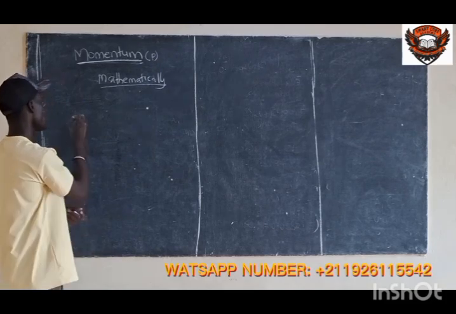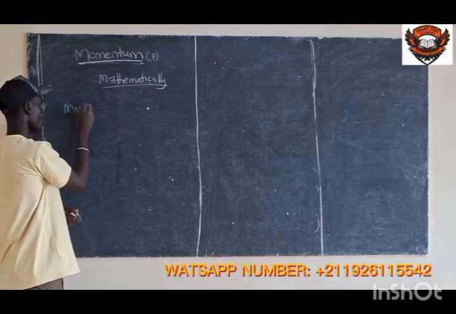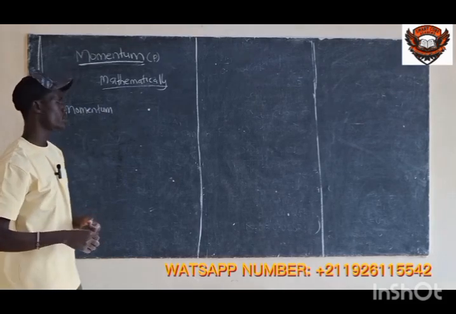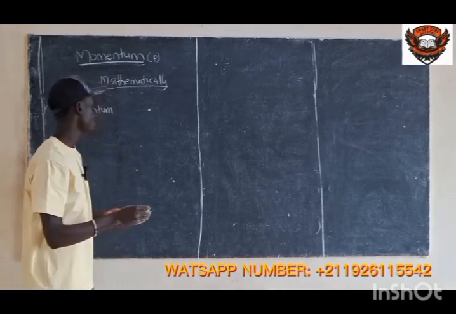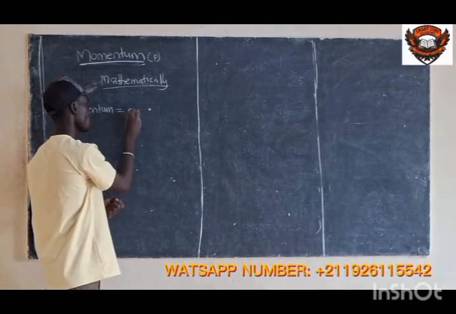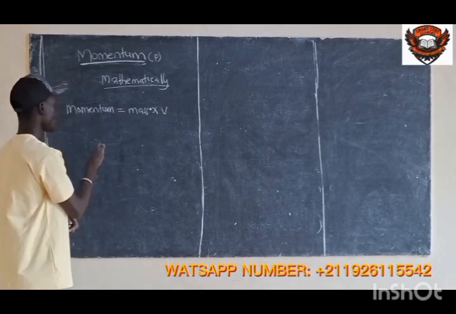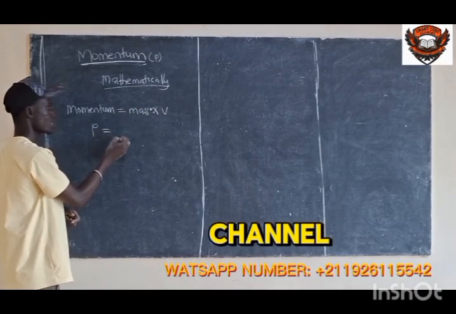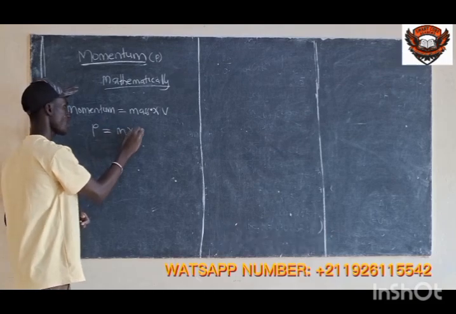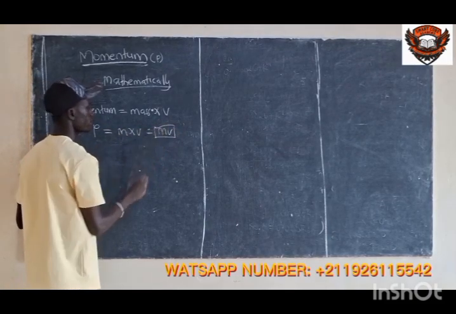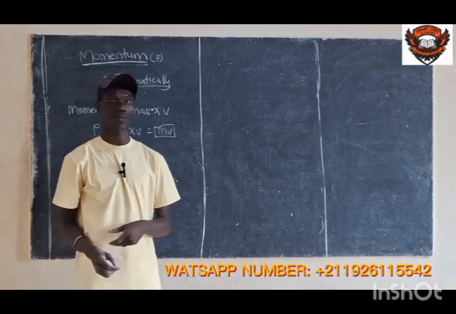Let's say momentum, according to the definition, is the product of mass and its velocity, which is equal to mass multiplied by velocity. Momentum, which is represented with small letter p, is equal to m times v, which we are going to write as mv later. This is the formula for momentum.